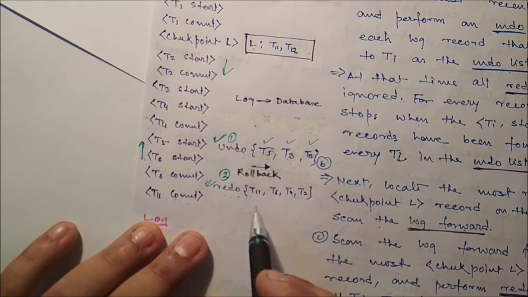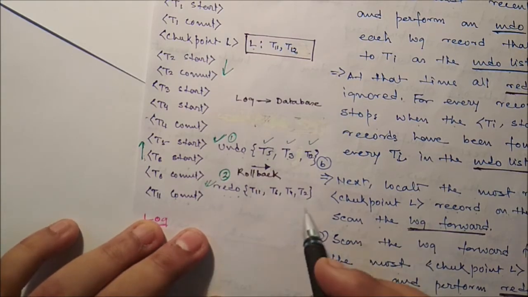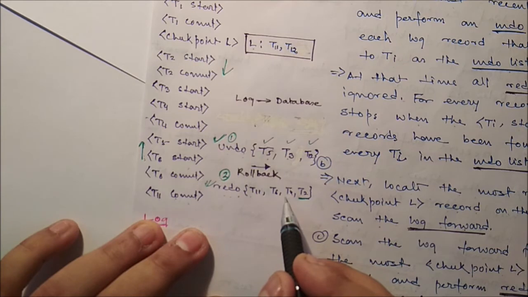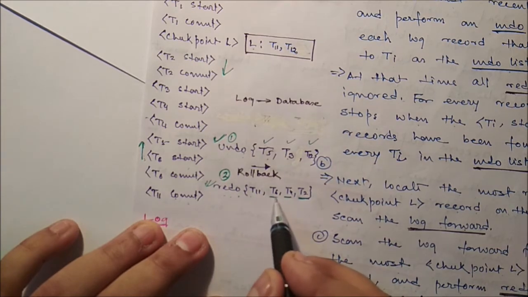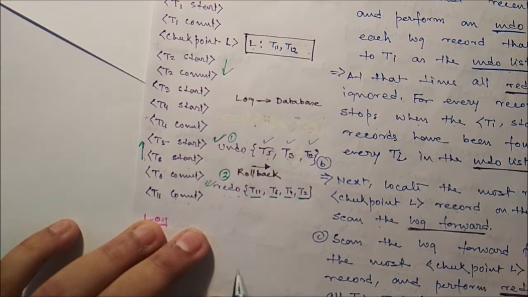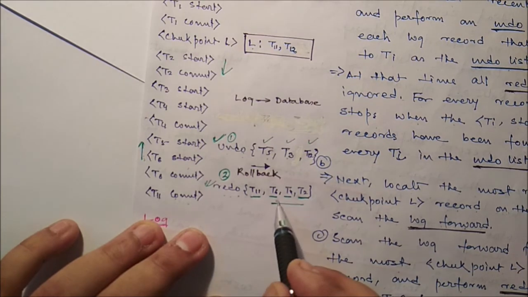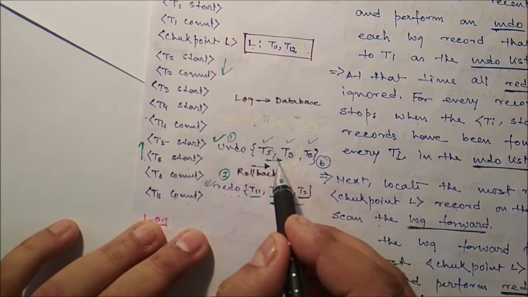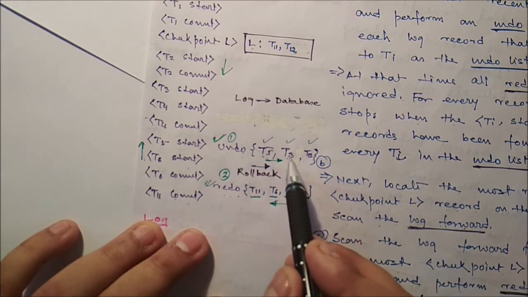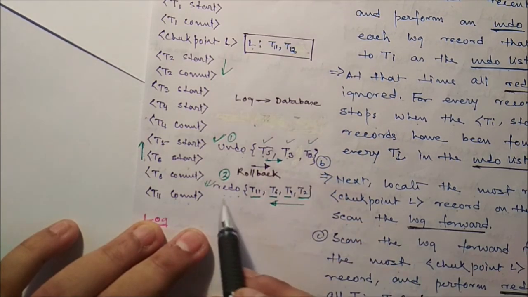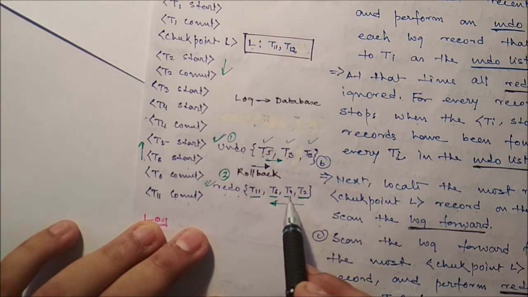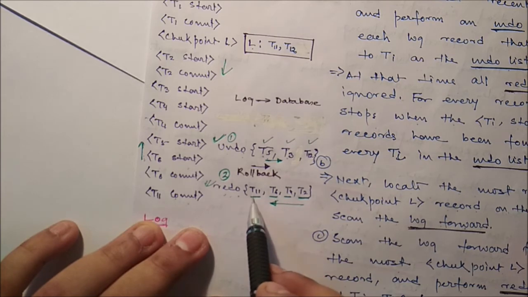So that means what? We have to execute T2 first. Are you getting this one? Then you have to execute T4, then T6, then T11. That means we have to check this way. But in undo, we have to move the other way. So first undo T5, then T3, then T12. For redo, first redo T2, then T4, then T6, then T11.